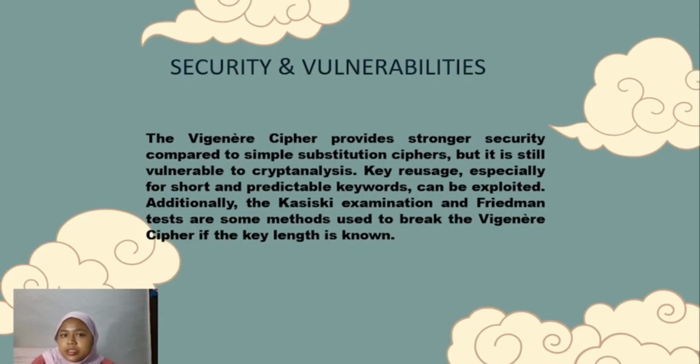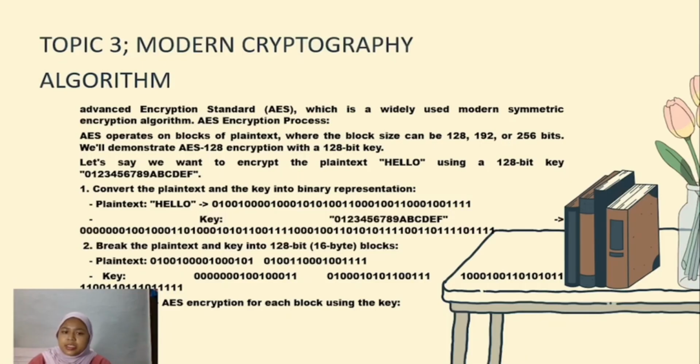Okay, the next is security and vulnerabilities. The Vigenere cipher provides stronger security compared to a simple substitution cipher, but it is still vulnerable to cryptanalysis. The key used, especially if short and predictable, can be exploited. Additionally, the Kasiski examination and frequency tests are some methods used to break the Vigenere cipher if the key length is known.